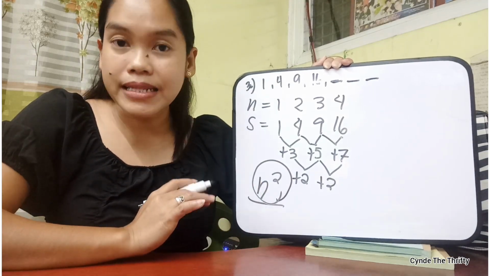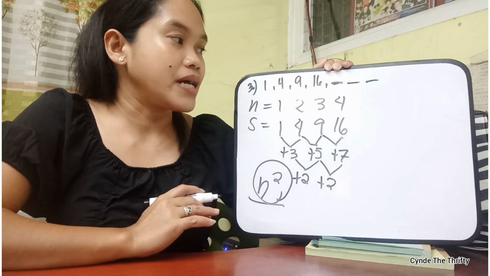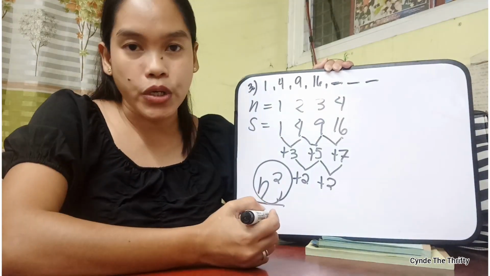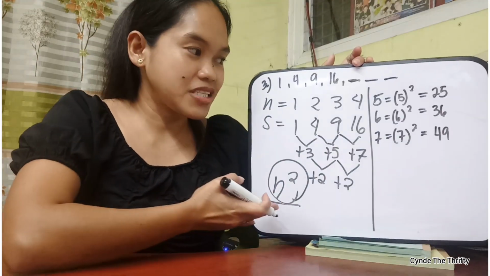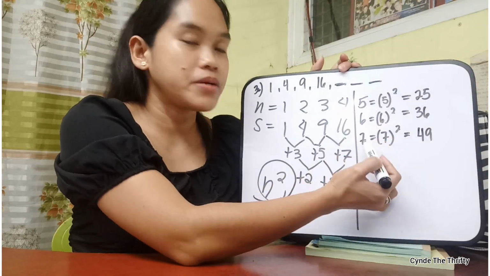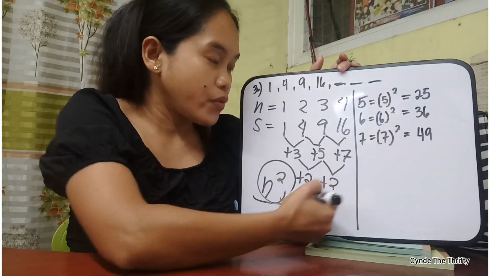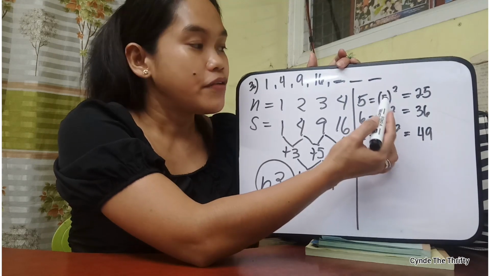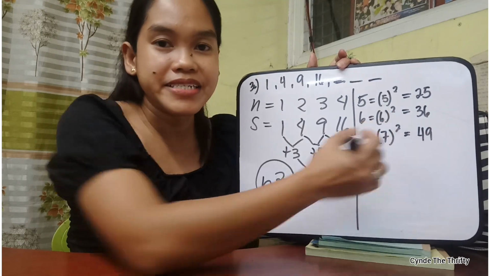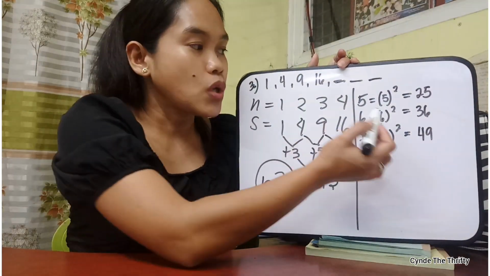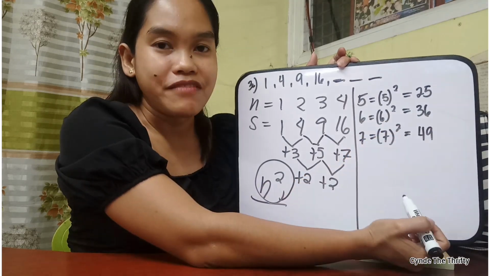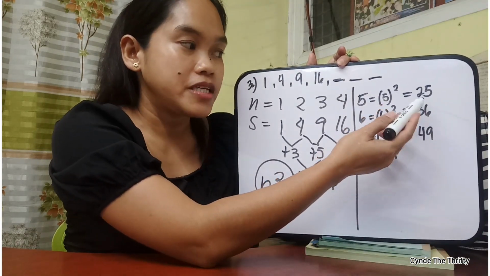Ngayon, gagamitin natin ang ating nth rule sa paghahanap ng ating 5th, 6th, and 7th term. Base sa ating nth rule na n squared, ito na yung ating 5th term, 6th term, and 7th term. Ano yung hinahanap natin na term? 5th term. Ibig sabihin si n is i-replace natin ng 5. So, 5 squared is equal to 25, or 5 times 5 is equal to 25.